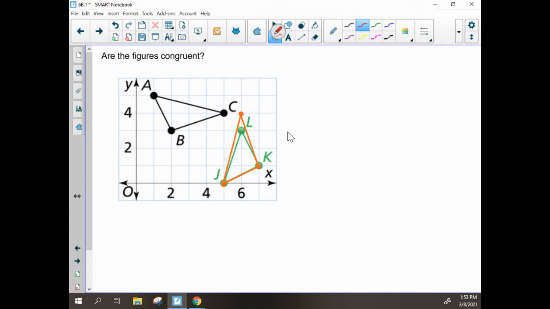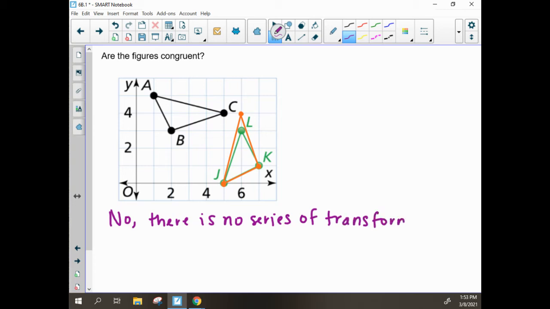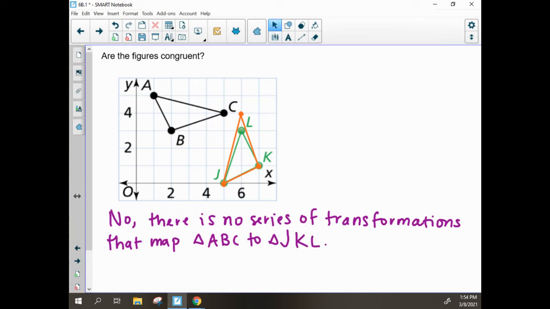So then we write no, because the question was, are they congruent? And then we put there is no series of transformations that map triangle ABC to triangle JKL. Once again, it might not be clear, but do try to map alphabetically to alphabetically.